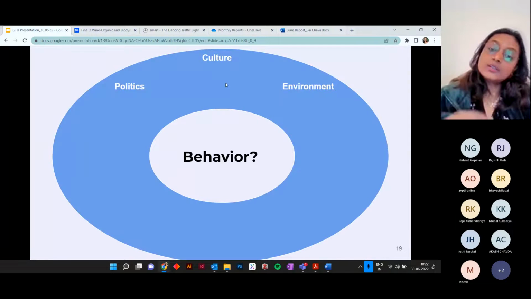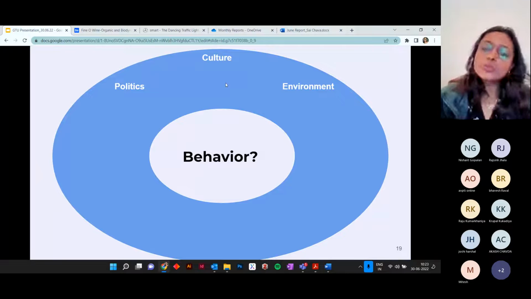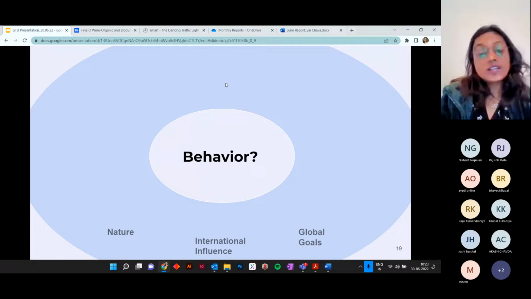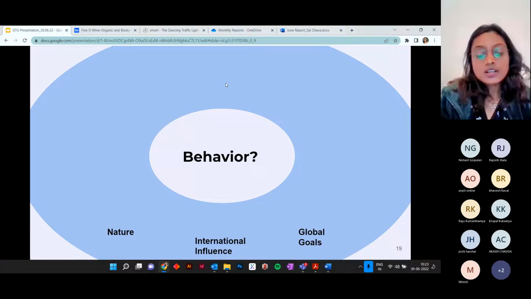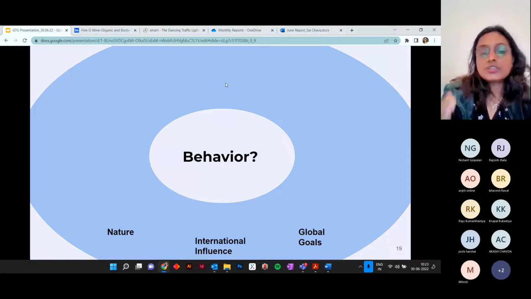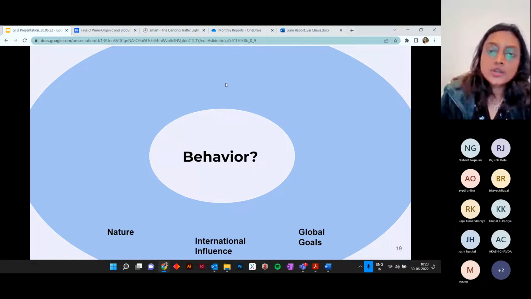And then the larger circle would be to consider the political scenario, what's happening around, what the culture is like, what the environment is like, and then at the largest circle, you'd have the nature around you, the international influence, and the global goals. Global goals are something that we try and follow when we do a design, which is to comply with a certain amount of global goals to make it more globally acceptable and to make it safe for the environment.